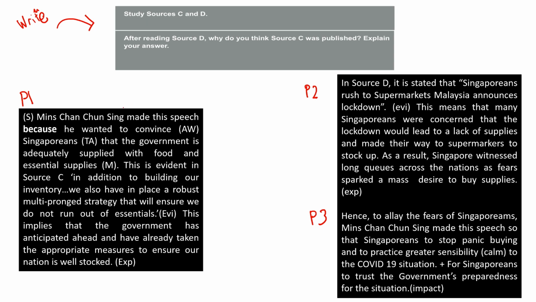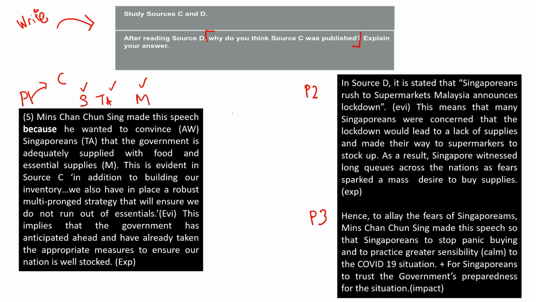So we start off with paragraph 1, and in paragraph 1, we deal with the first component of this question, which is why do you think source C was published? So we're dealing with source C first. And notice that we are only going to deal with S, TA, and M. So Minister Chan Chun Sing made this speech because he wanted to convince Singaporeans that the government is adequately supplied, blah, blah, blah, followed by your evidence and explanation. So you're dealing with your S, your TA, and the M.